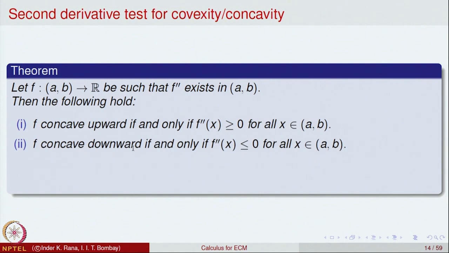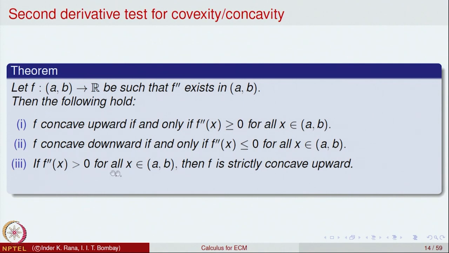The second parallel statement is that f is concave downward if and only if f double dash is less than or equal to 0 in all of the interval (a, b). So, this is a condition about the property of the derivative in the whole of (a, b). f is concave upward if and only if the second derivative is positive for all points in (a, b), and similarly concave downward if and only if the second derivative is less than or equal to 0 for all points in the interval (a, b).